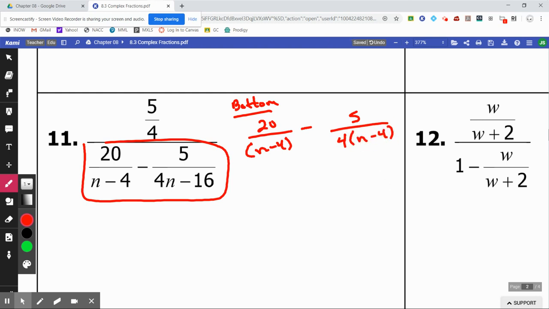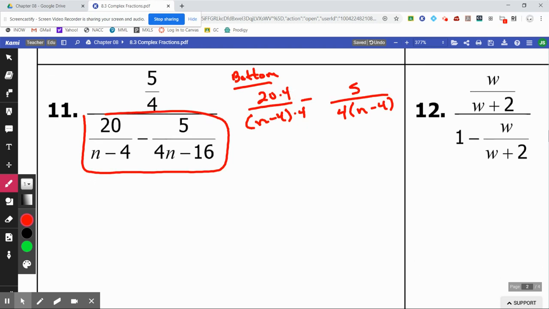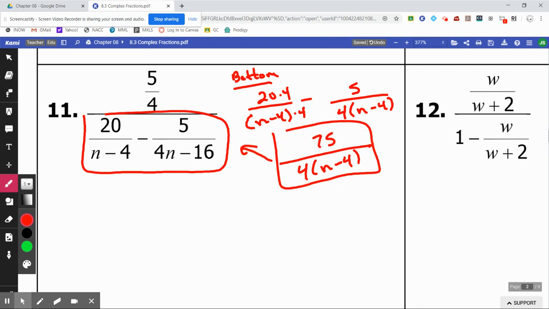So this is a pretty easy common denominator. You need a 4 on top and bottom. So that gives you an 80 minus a 5 over 4 times n minus 4. And we can go ahead and subtract that, 80 minus 5, which is a 75. So that is the bottom part of your fraction.